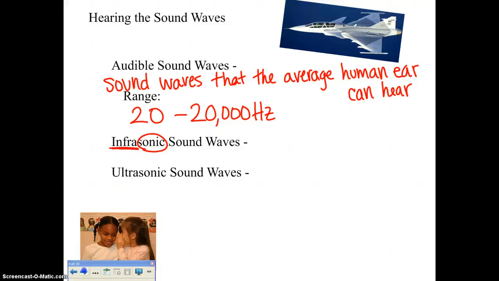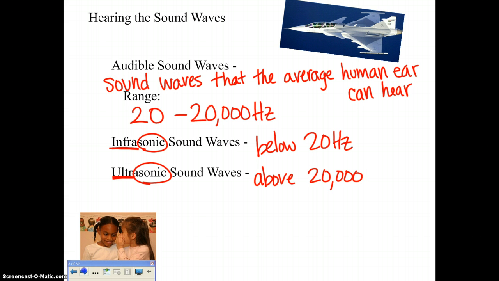Okay, so infrasonic sound waves. What range do you believe that is going to be below if you're talking about infrasonic sound waves? Well, that's going to be below 20 hertz. Common sense should then tell you that ultrasonic sound waves are going to be above or greater than 20,000 hertz.